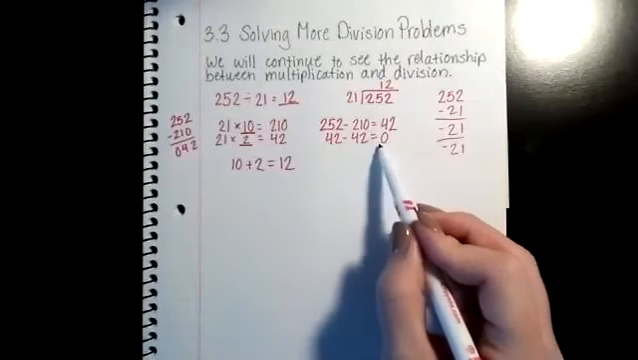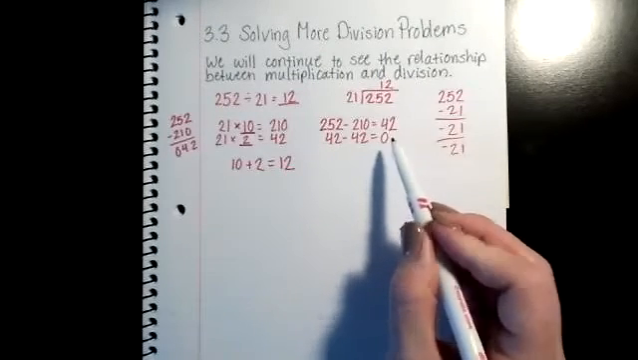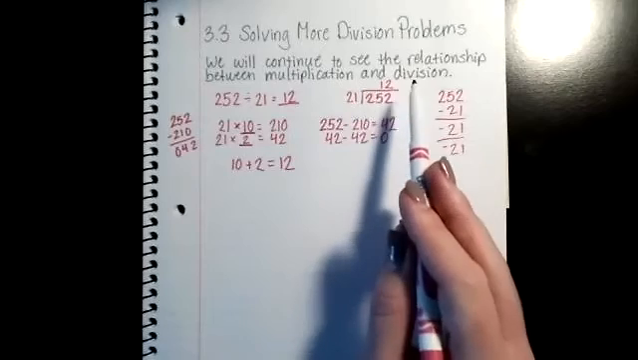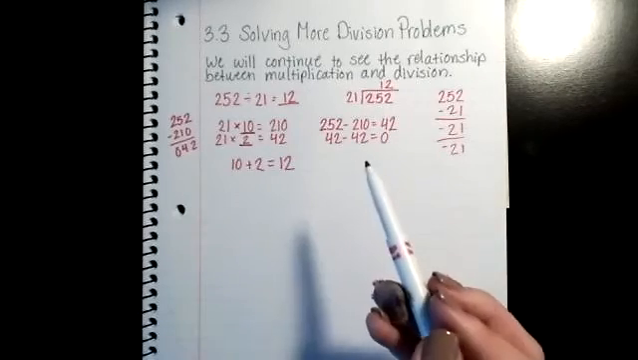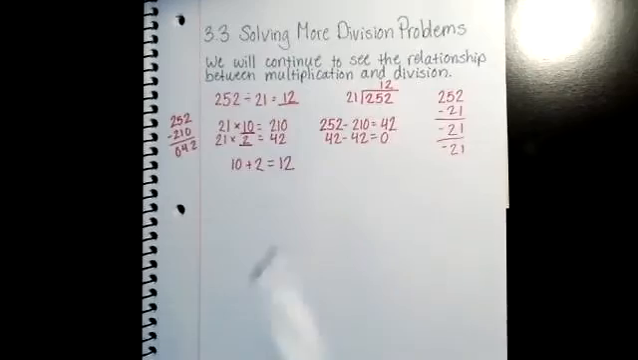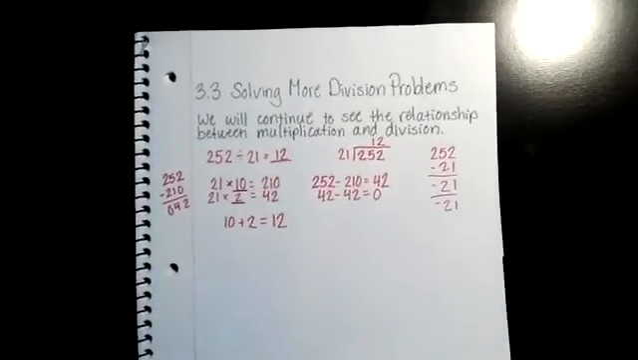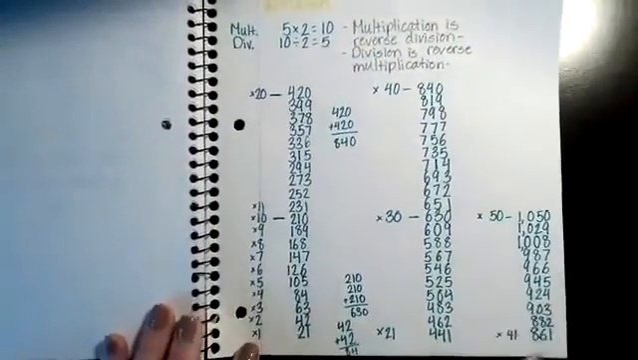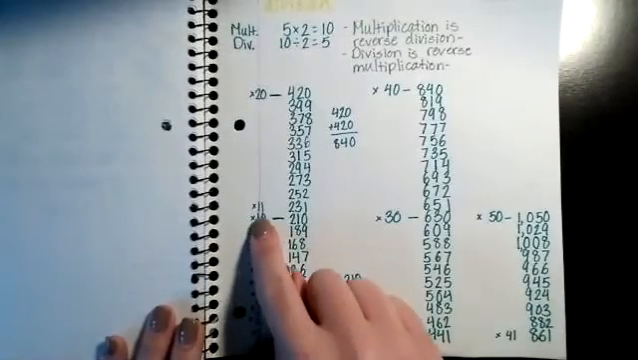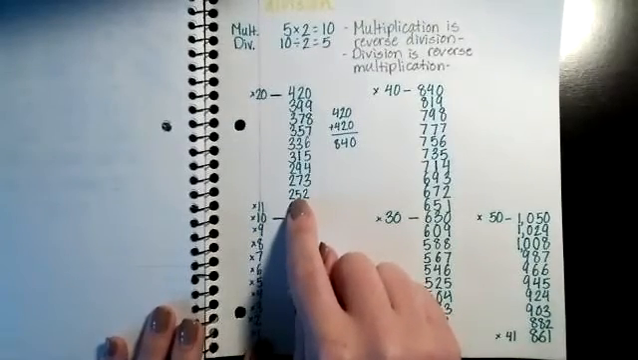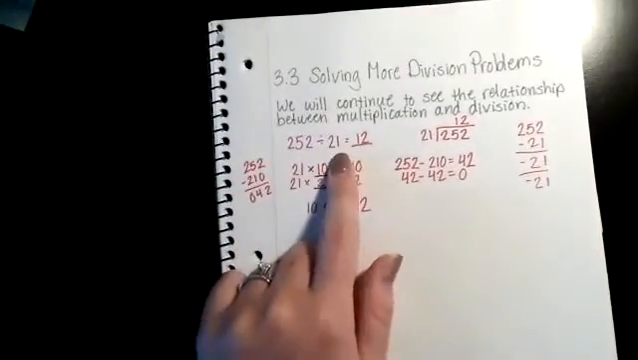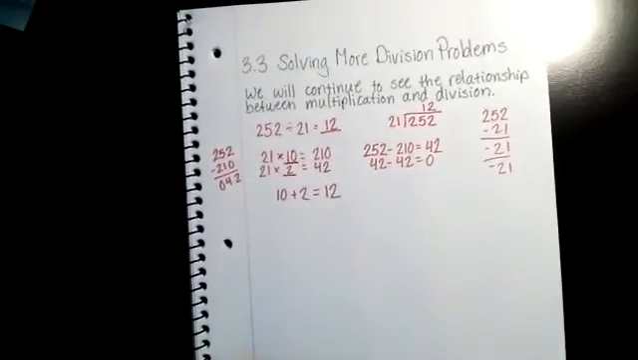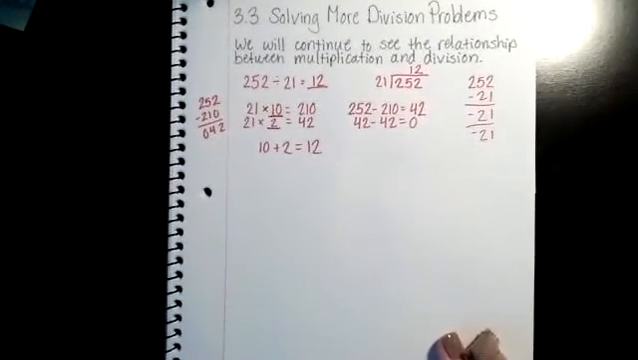And since I had nothing left over, I ended with a 0. I have no remainder. It's just a straight up 12. Okay, now that I've solved this problem, I can check my power from yesterday, and I can make sure that I did this correctly. So I'm going to look for 21 times 12. Right there, 252. And that's what I started with. 252 divided by 21 equals 12. All right, so that one is correct.